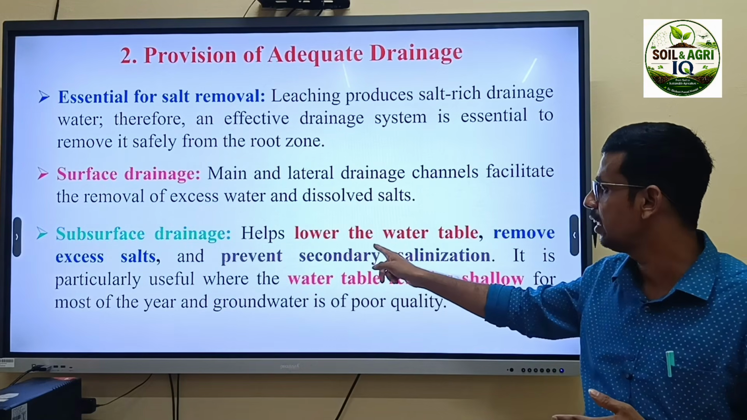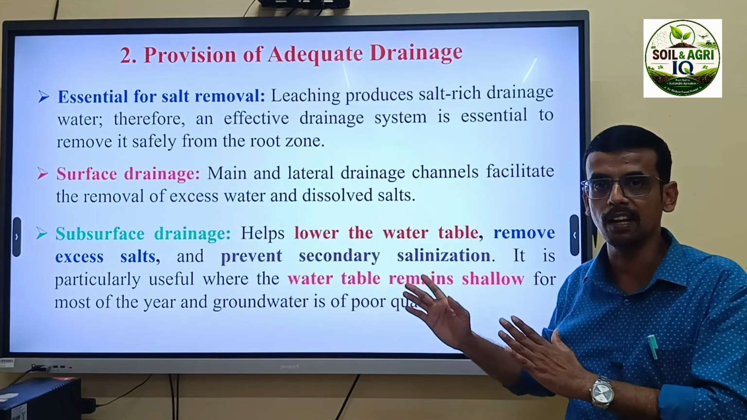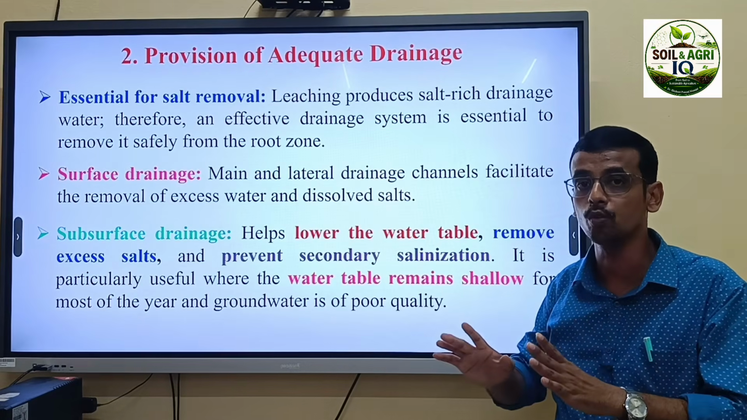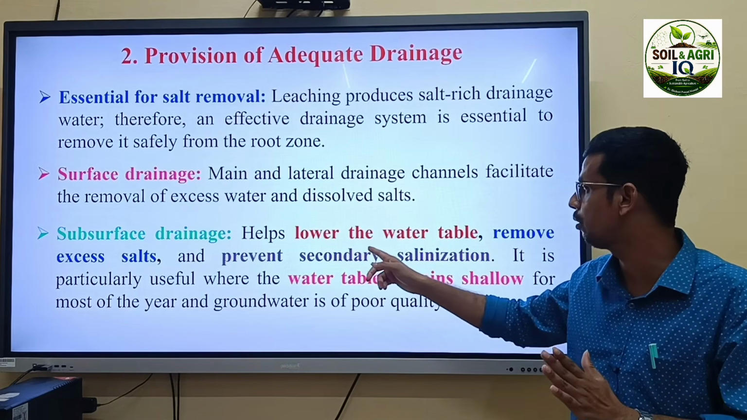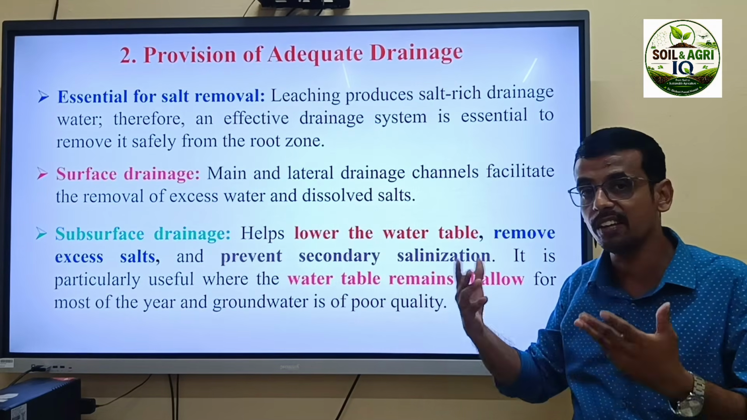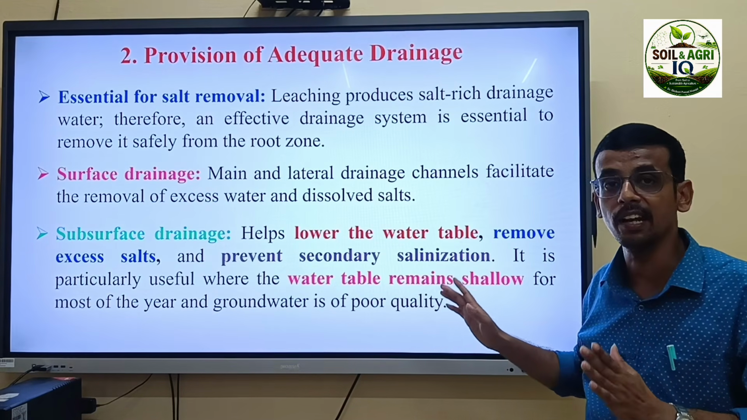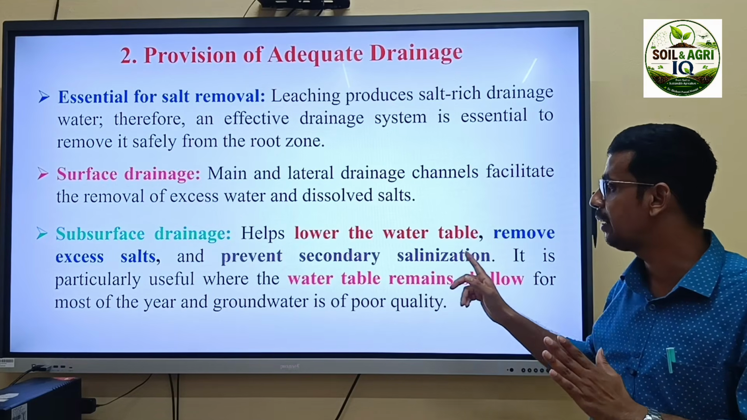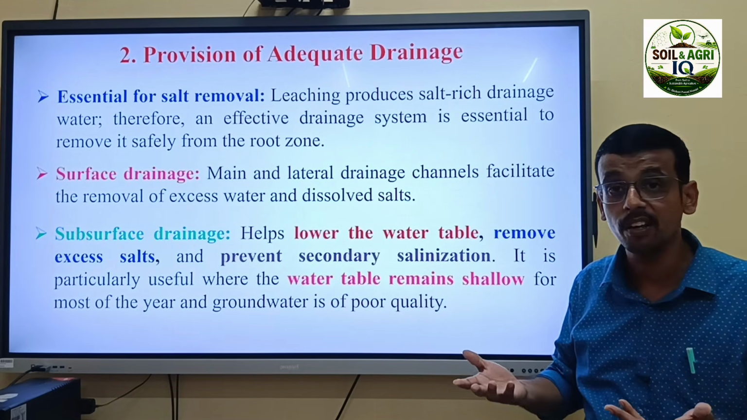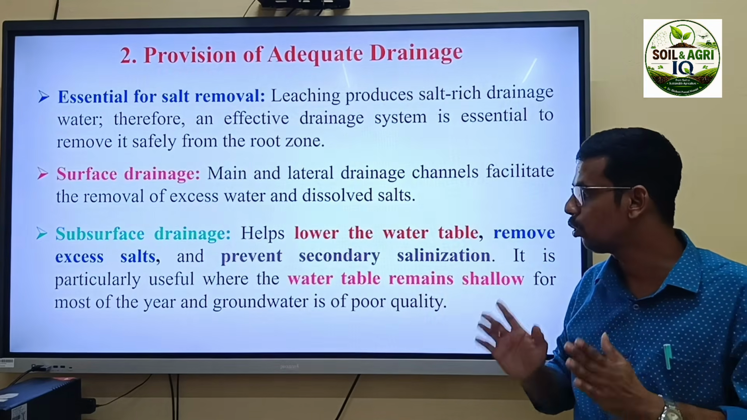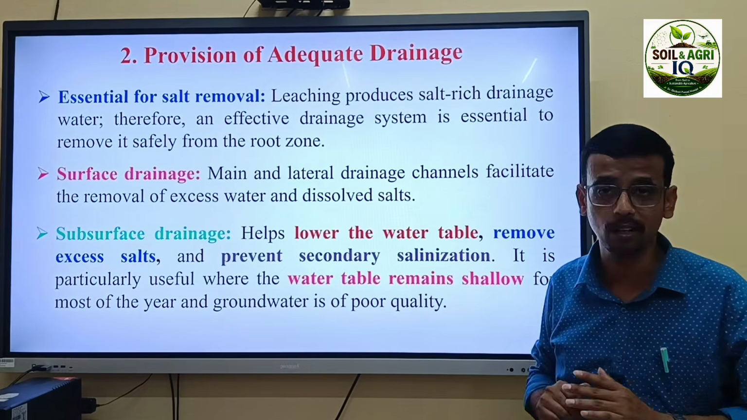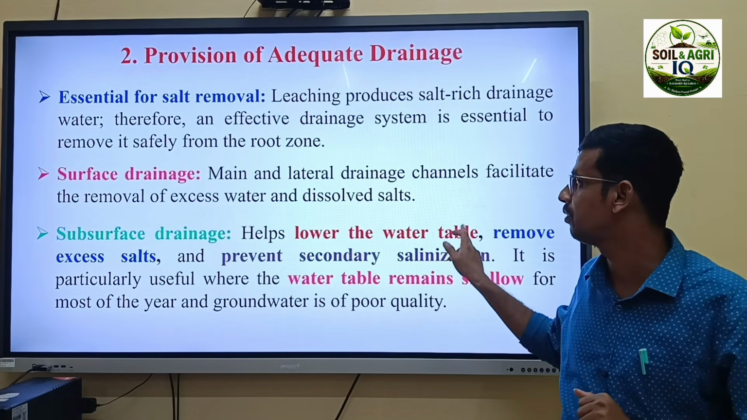And subsurface drainage, this is very crucial, and this is a very important drainage. Apart from surface drainage, subsurface drainage is very useful for reclamation of saline soil, because it helps to lower the water table, remove excess salt and prevent secondary soil salinization. It is particularly useful where the water table remains shallow for most of the year and the groundwater is of poor quality. So this is very important, subsurface drainage.